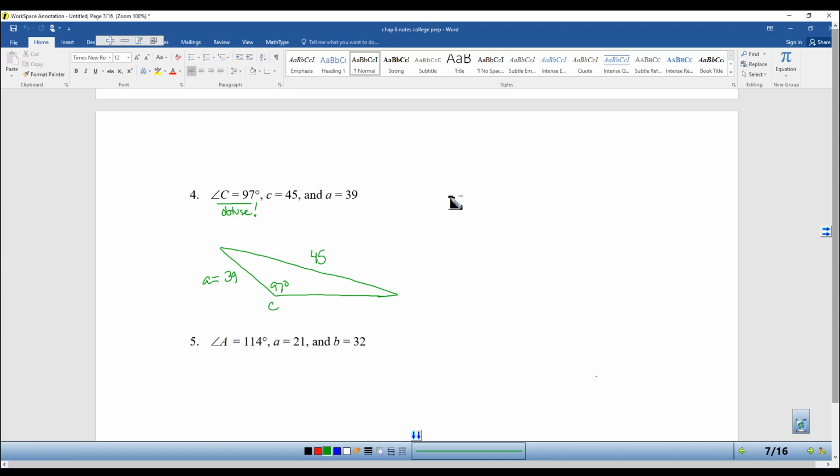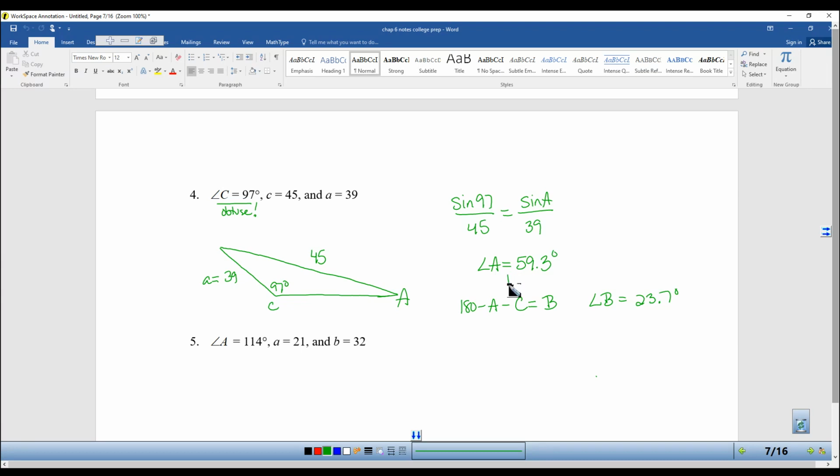But I take my matched pair, and I'm trying to find angle A, so I'm going to put the angle on top. So sine of 97 is to 45, as sine of angle A is to 39. And I won't put all the little details in this video, but angle A is going to come out to be 59.3. Once you have angle A, then you can do 180 minus angle A and minus angle C to get angle B, and angle B is going to come out to be 23.7 degrees.